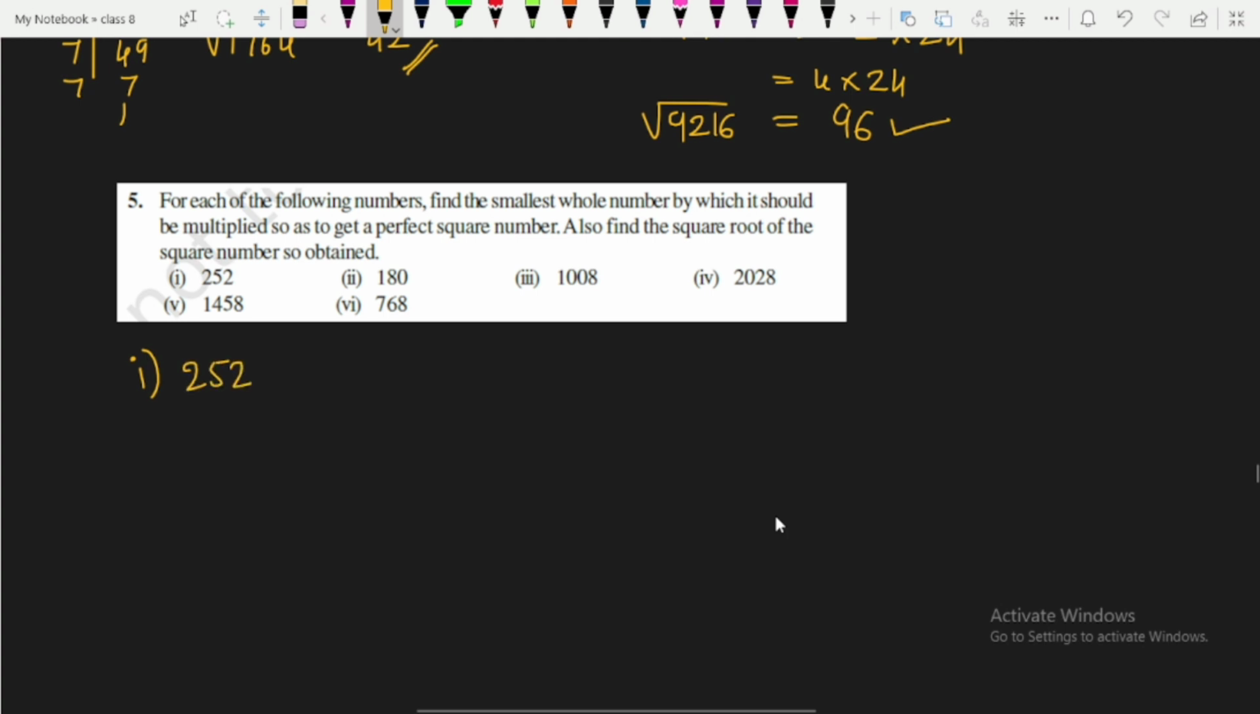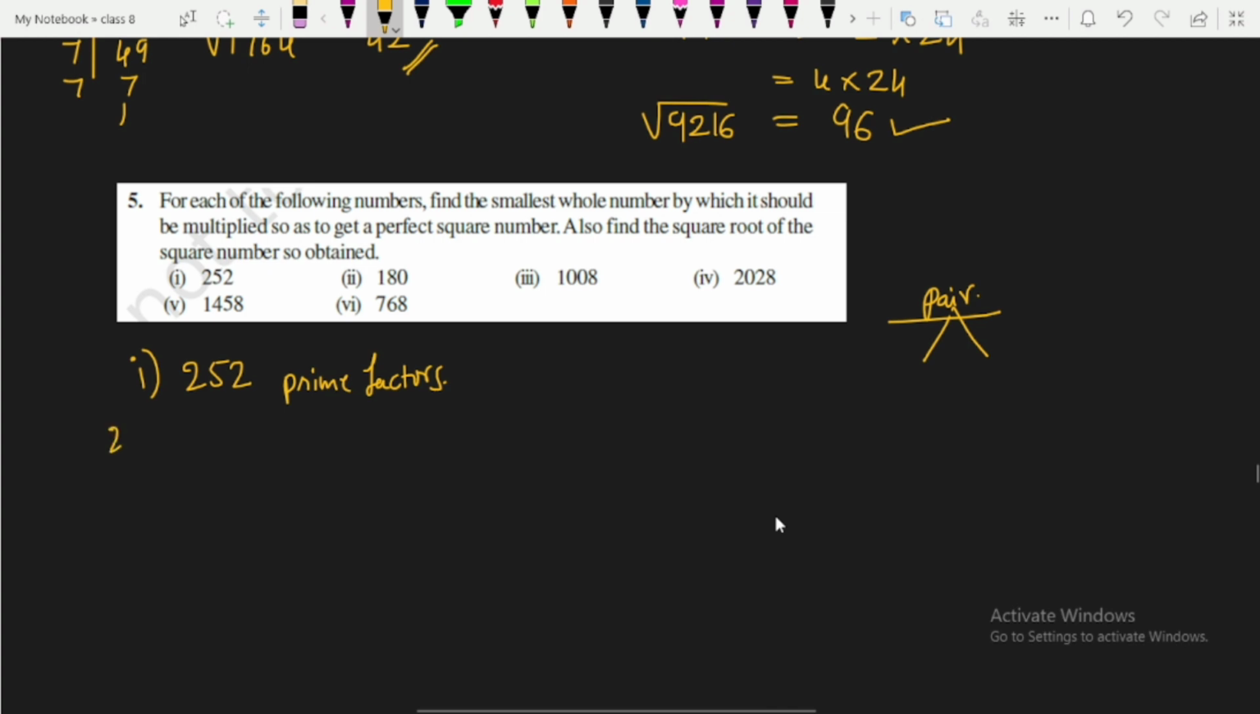First we have to find the prime factors of 252. If the prime factors are in pairs, then you can say it is a perfect square. If it is not in a pair, then whichever factor is not paired, we have to multiply by that number.